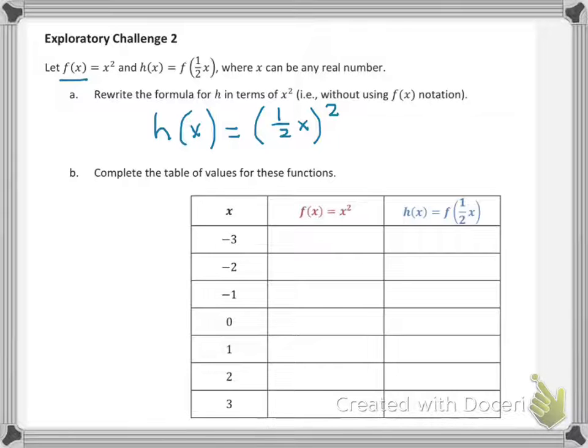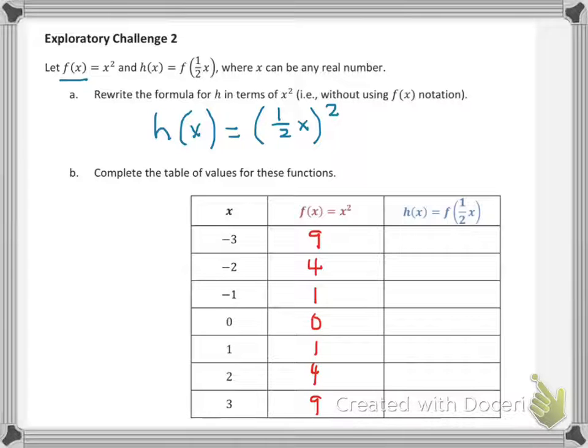Okay, and then again we have some values here. The first one we know, we did this already. This is x squared, so -3 squared is 9, and -2 squared is 4, -1 squared is 1, and 0, and 1, and 4, and 9. So we've got all of those.